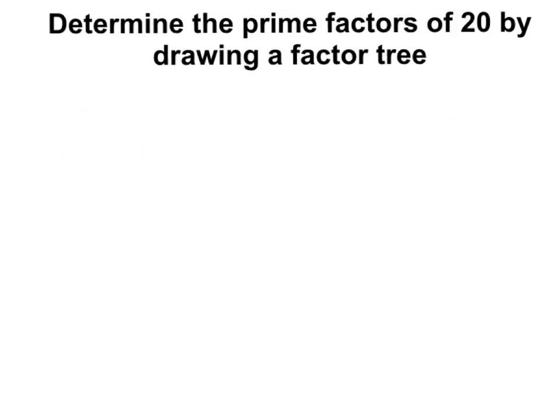Now we want to determine the prime factors of 20 by using a factor tree. So we start with the number 20 at the top of the tree. And then we need to think about a pair of numbers that would multiply together to give us 20. It's not important that you choose the correct pair of numbers, as there are many choices, because in the end we're breaking it down to only have prime numbers remaining.